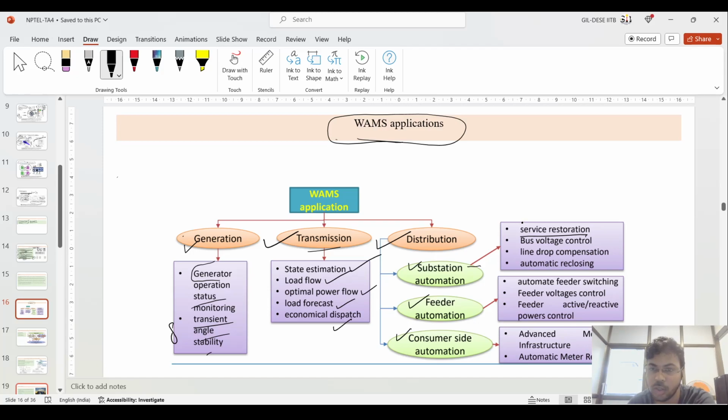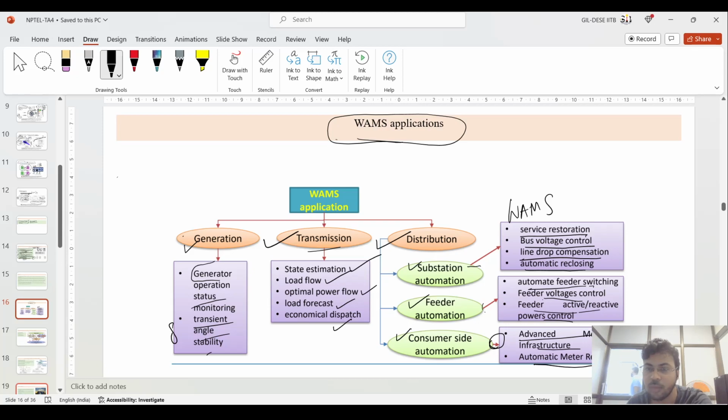What kind of substation automation? That is service restoration. It means after the fault, you should respond to that fault quickly and make sure the system comes back in a faster manner after the fault. That is done through an automation kind of system, and that is also one of the applications of WAMS. Bus voltage control: you can control the bus voltage from a remote location, from a distance. Line drop compensation, automatic reclosing, and in the feeders you can also have automated switching. Feeder voltage control, feeder active power and reactive power control, maintaining the voltage level and angle level.